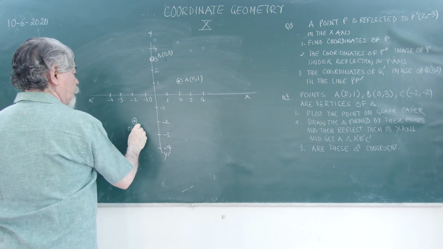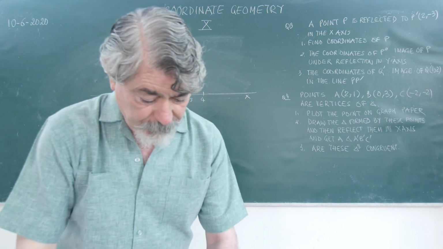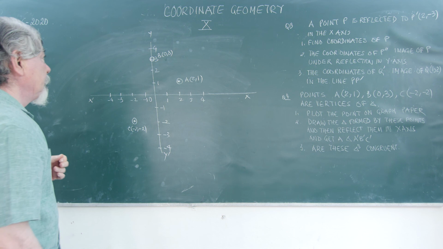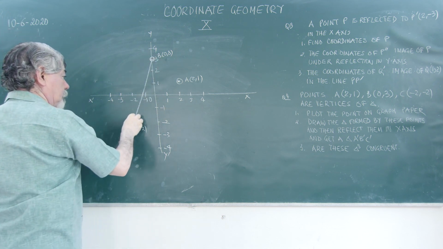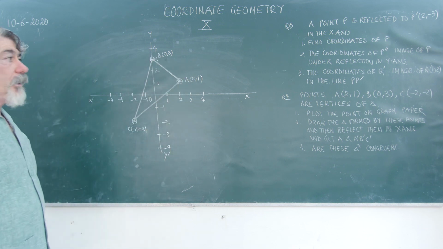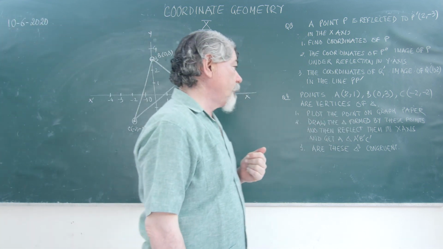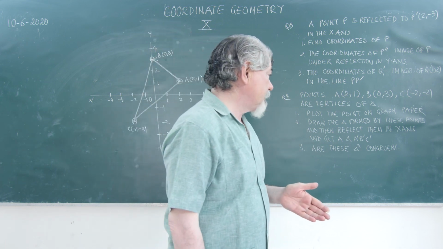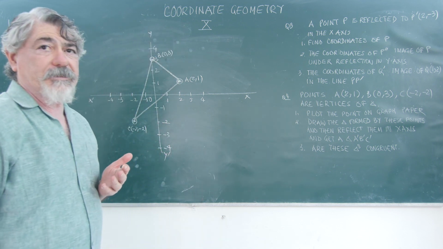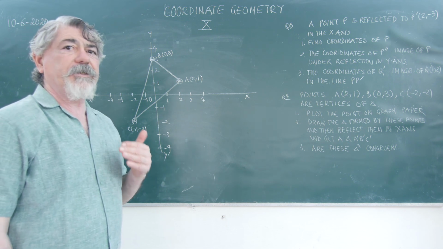A (2, 1), B (0, 3) and C (-2, -2) are the vertices of the triangle. So if I join them, I get a triangle ABC. Now he says you have to draw the triangle from these points and then reflect them in the x-axis and get A dash, B dash, C dash. That means I have to reflect all these points in the x-axis to get A dash, B dash and C dash.